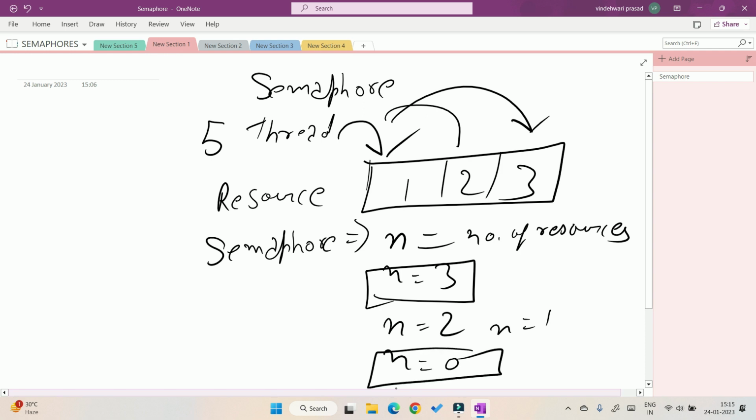And when the semaphore value gets to 0, then no other thread can acquire this resource until some thread releases it. So suppose a thread releases its resource, what will happen? n becomes 1, because when someone releases the resource, the n value gets incremented by 1. So now any other thread can take this resource.